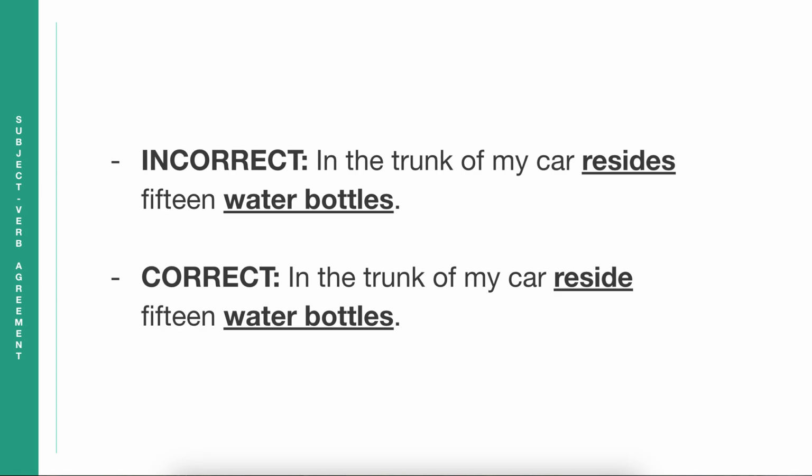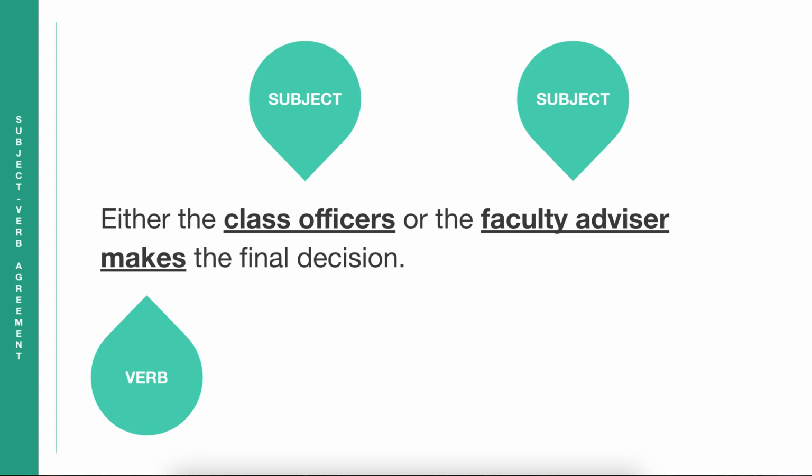Now, we're going to make this just a little bit more complicated today, and we're going to talk about some strange rules that also apply to subject-verb agreement. Let me show you this sentence, and then we'll talk about it. Either the class officers or the faculty advisor makes the final decision. Now, this sentence is tricky because we have one verb and we have two subjects. Our verb is makes. That has an S at the end of it. Our subjects are class officers and faculty advisor. One of those has an S at the end of it, but one of them does not. So is this correct or is this not correct?